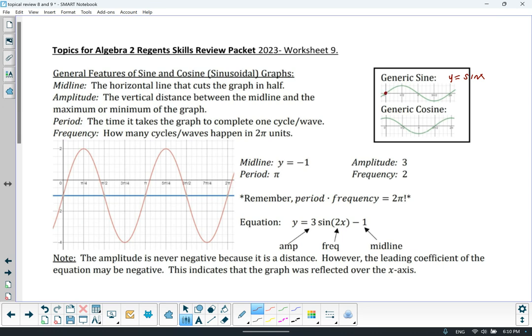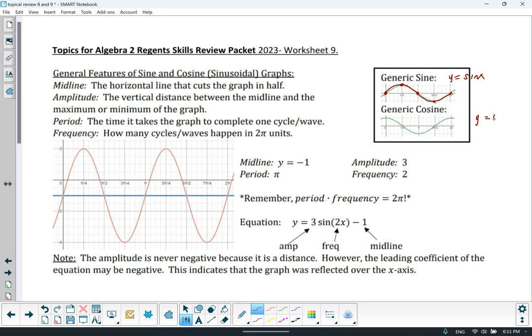And it starts at the midline. In this case, it's the x-axis, goes to the maximum, back to the midline, to the minimum value, and then returns to the midline. So midline, max, midline, min, midline. And that's the normal pattern for sine of x.